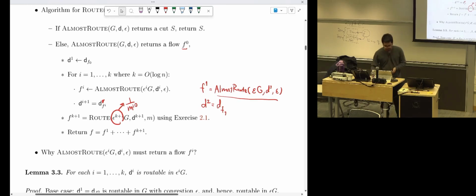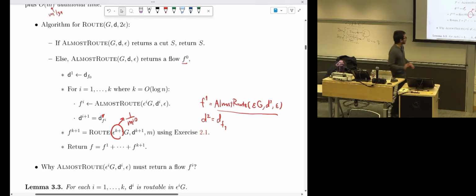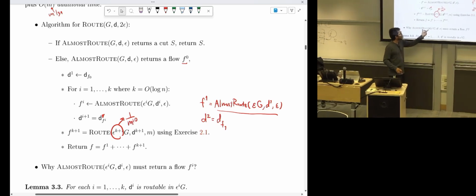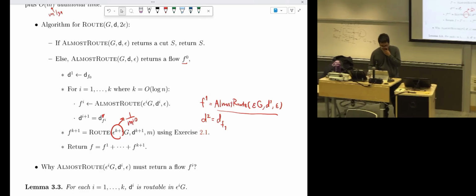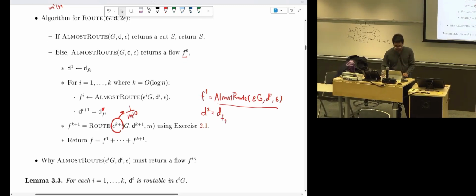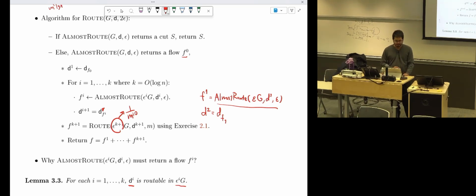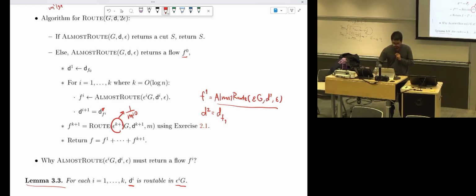So I hope you see that. I basically explained to you that the almost route, for every i, this guy will return a flow because it cannot return a cut. Basically d_i is routable in G times epsilon to the i. I'm going to skip this proof. I hope you are convinced.